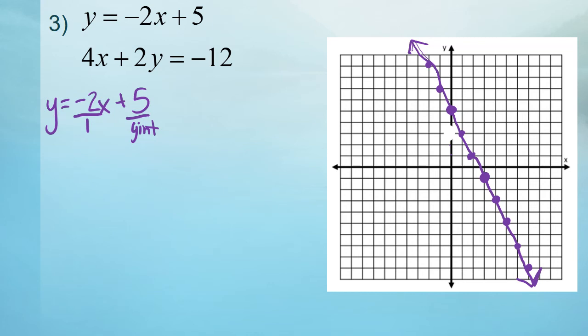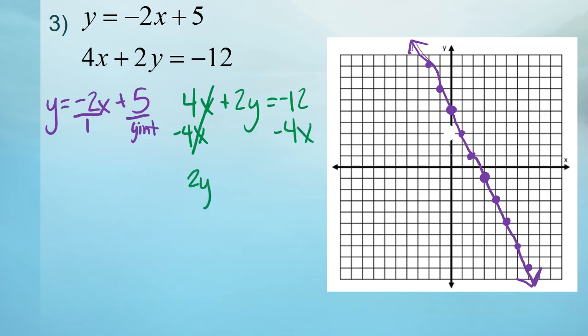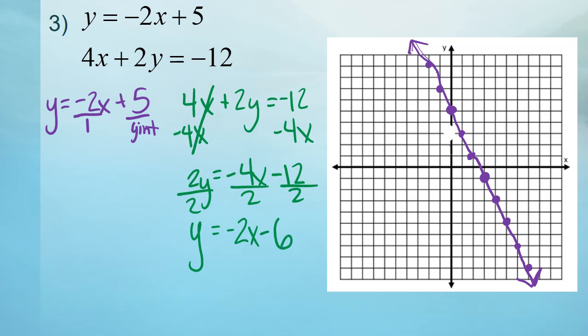Okay, let's take a look at the second linear equation. I do have to do some algebraic work here. What should we do first? All right, hopefully someone said subtract 4x, which leaves me with 2y equals -4x minus 12. How do we get y by itself? Divide every single term by 2. When we do that, we end up at y equals -2x minus 6, since 4 is divisible by 2, and 12 is divisible by 2.